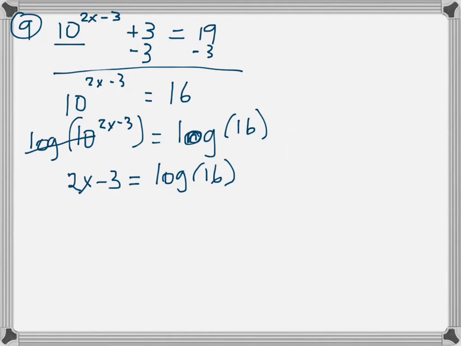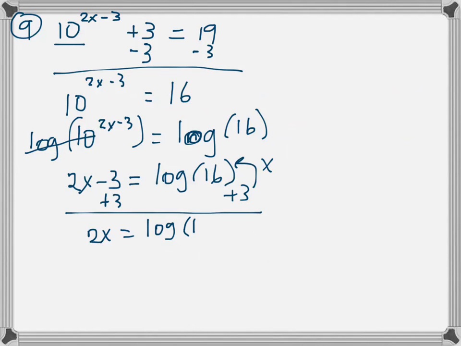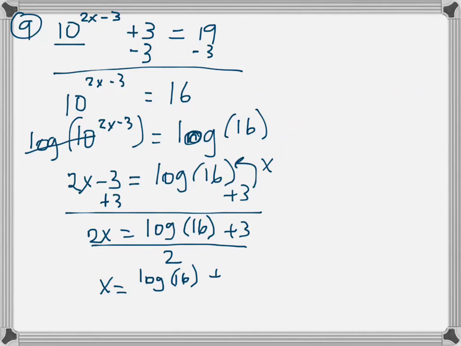Okay, got to now solve for x, so let's add the 3 to the other side, plus 3. Now I can't add this 3 inside the parentheses, you just put it on the outside, so it's just 2x is equal to the log of 16 plus 3. And now I got to get rid of the 2, just divide everything by 2. So x is equal to the log of 16 plus 3, all of this divided by 2.